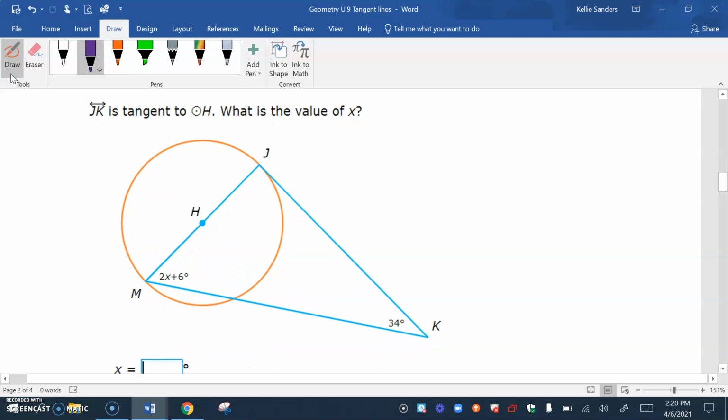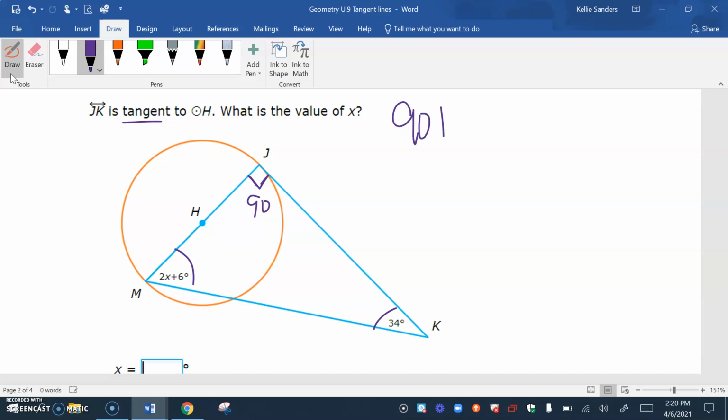JK is tangent to circle O. What is the value of x? Is 2x plus 6 an angle or side? It's an angle. Is 34 an angle or a side? It's an angle. Because we know it's tangent, then we know that this is 90 degrees. So we're talking about angles and not sides anymore. So we're going to go back to the 90 plus 2x plus 6 plus 34 equals 180.